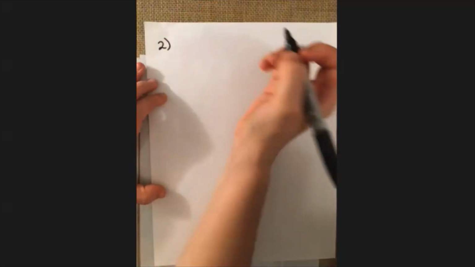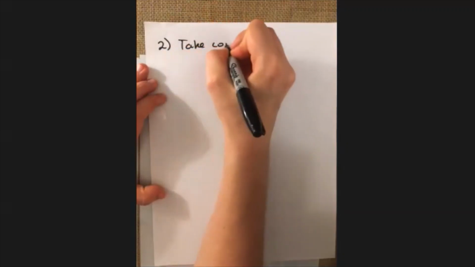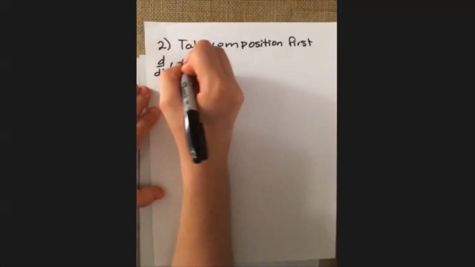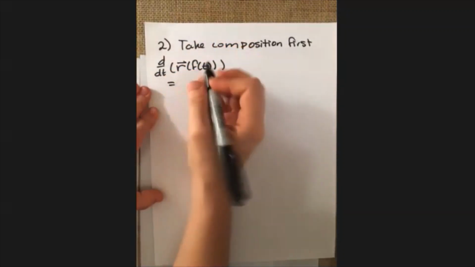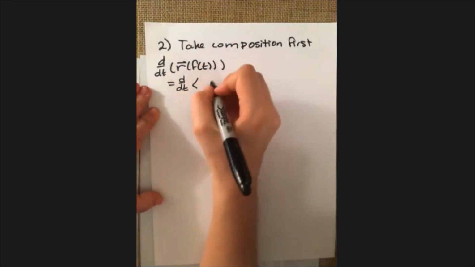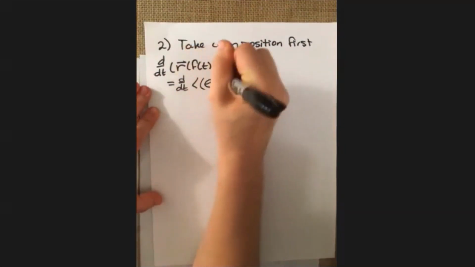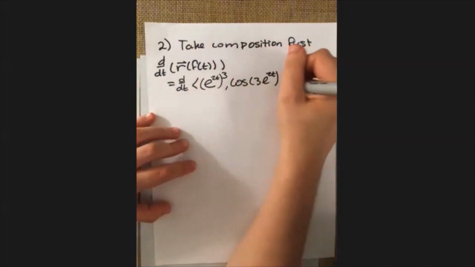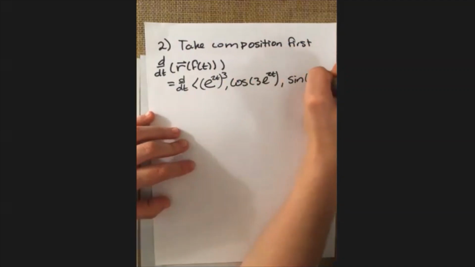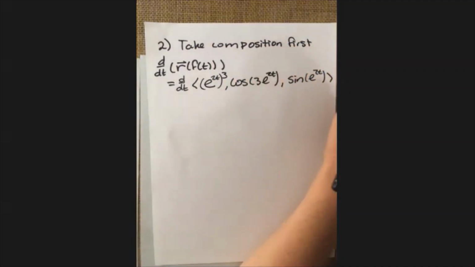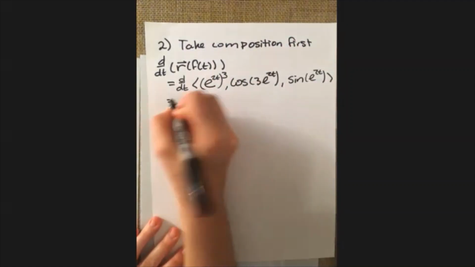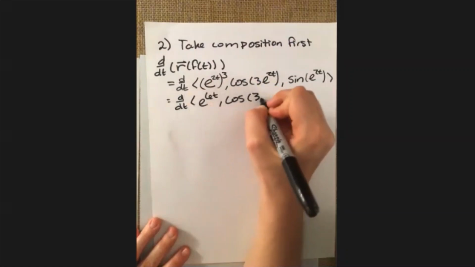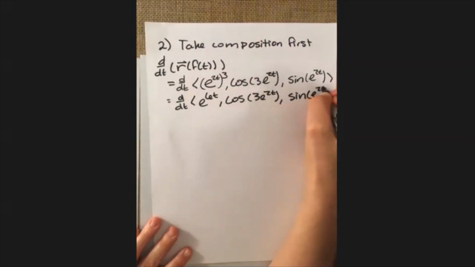If we wanted to look at our second method, so take the composition first, is what that would look like. So then d dt of r of f of t becomes d dt of e to the 2t cubed, cosine of 3e to the 2t, and then sine of e to the 2t. So to be able to do this one right here, just to simplify this a little bit, you're taking the derivative of e to the 6t, cosine 3e to the 2t, sine e to the 2t.